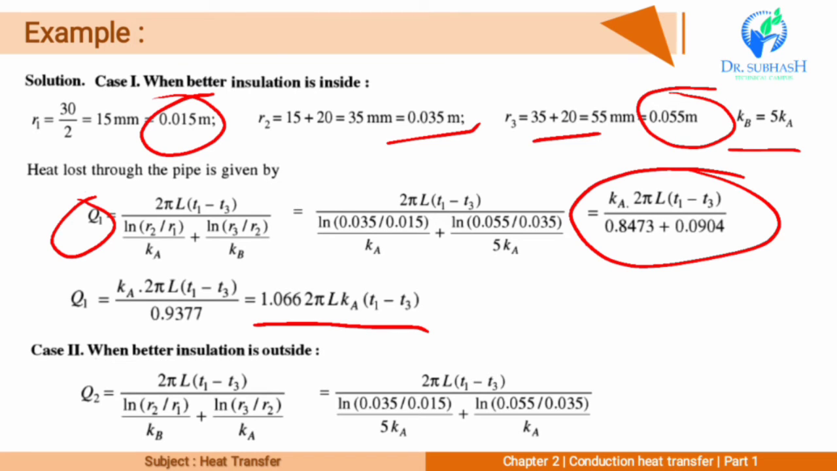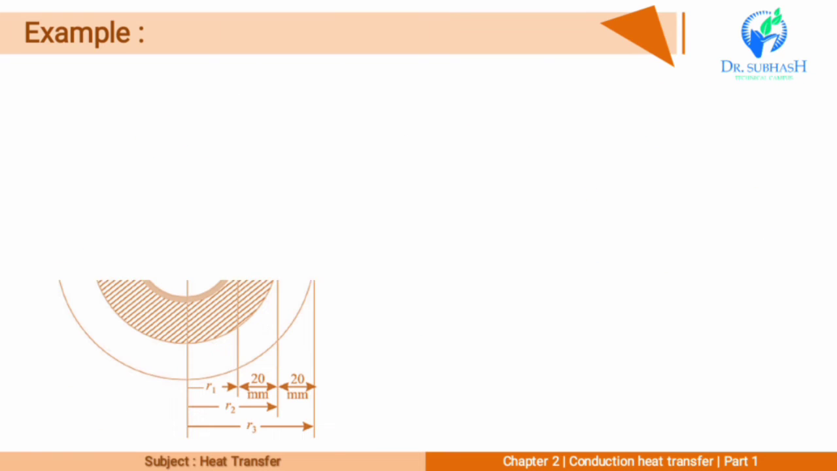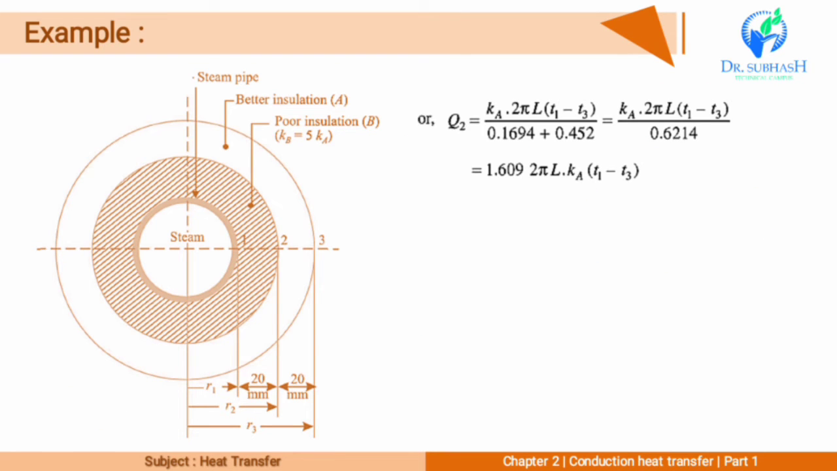Now let's start case number 2, when better insulating material is outside. So say Q2, the heat transfer, is equal to 2 pi L into (T1 minus T3) divided by ln(R2/R1) divided by Kb plus ln(R3/R2) divided by Ka. Also putting the values of radius in this equation, we get Q2 is equal to K 2 pi L (T1 minus T3) divided by 0.6214. By simplifying it, we get Q2 is equal to 1.609 2 pi L into K (T1 minus T3).